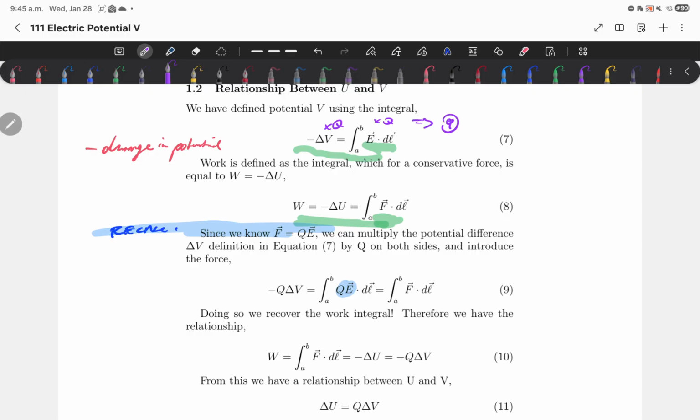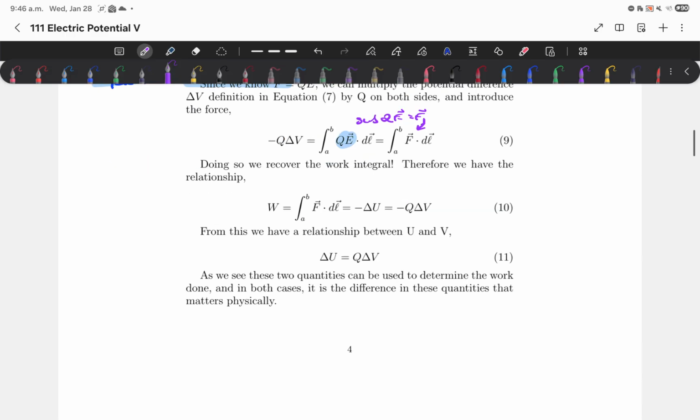And what we're left with is that negative Q delta V is equal to the work integral, but so is negative delta U. So we're left with work is the integral of force, which is negative delta U, which is negative Q delta V, which is where that relationship came from on the last slide. So basically delta U equals Q delta V is how we relate potential and potential energy. Essentially, you just multiply the potential difference by Q, you get the potential energy.